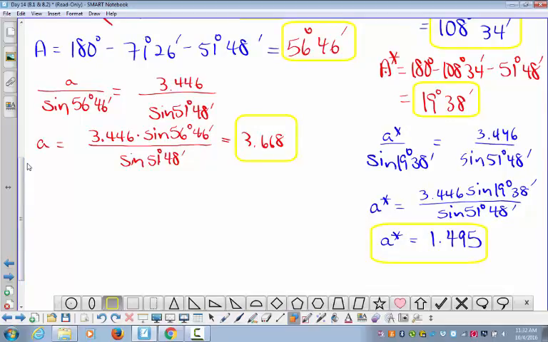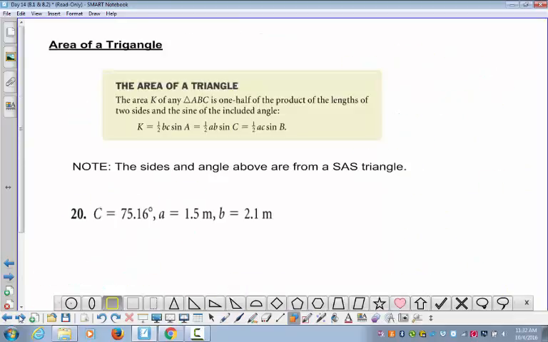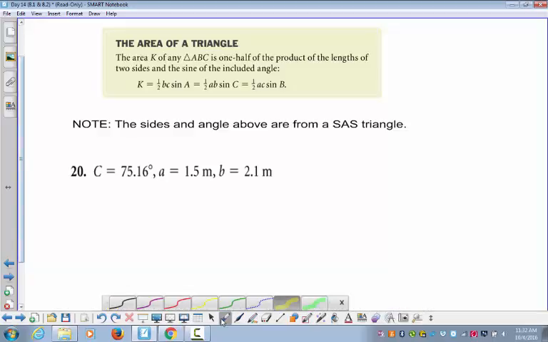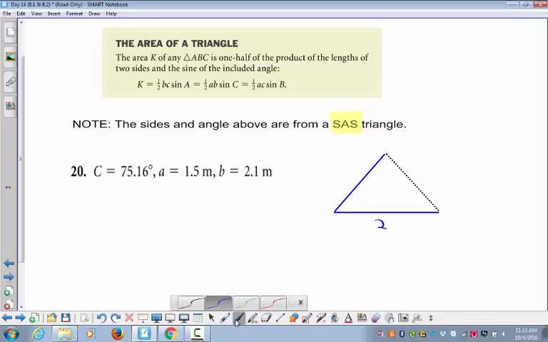Law of sines dialed. Let's go for the law of cosines. Oops. Jump. Oh, area of a triangle. I forgot about that. All right, so when you have an SAS triangle, there's actually a formula that allows you to find the area of that triangle pretty easily. And that area is just what you see right up here, half BC sine A or half AB sine C. The pattern is this. So if you have an SAS, so you know two sides, let's put this as 2.1, this is 1.5, and this is 75.16 degrees. So there's the triangle we have. That would be side C, opposite angle C. This would be angle A, and that would be angle B.